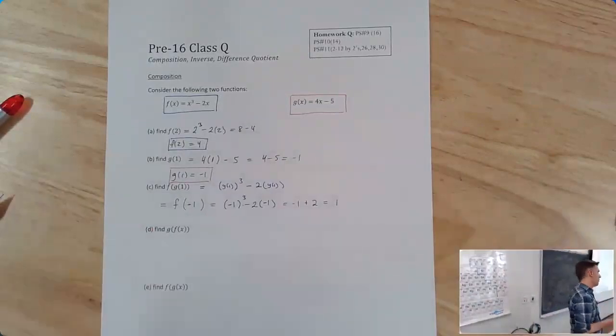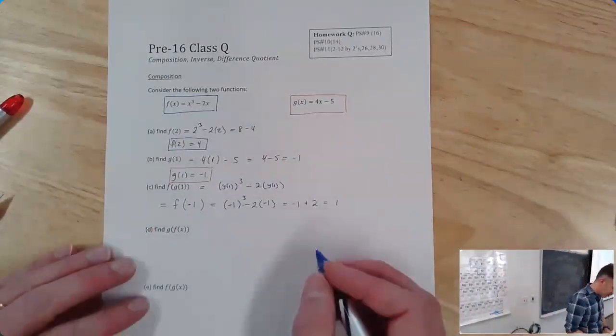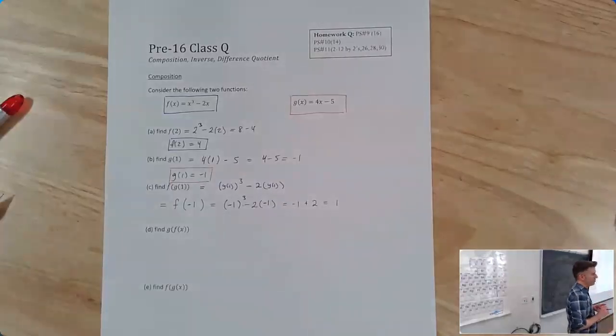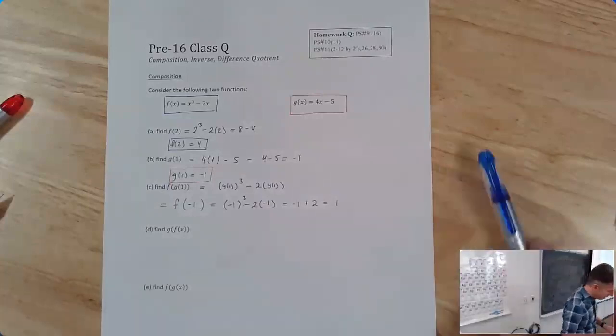And then you say, oh, g of 1 is negative 1, and then you get the same thing. You get negative 1 cubed minus 2 times negative 1. I don't particularly recommend that, but that doesn't mean it's not right. So you can totally work from the outside in or from the inside out. Most of the times with the composition of functions, we usually work from the inside out. Here's what I mean by that.